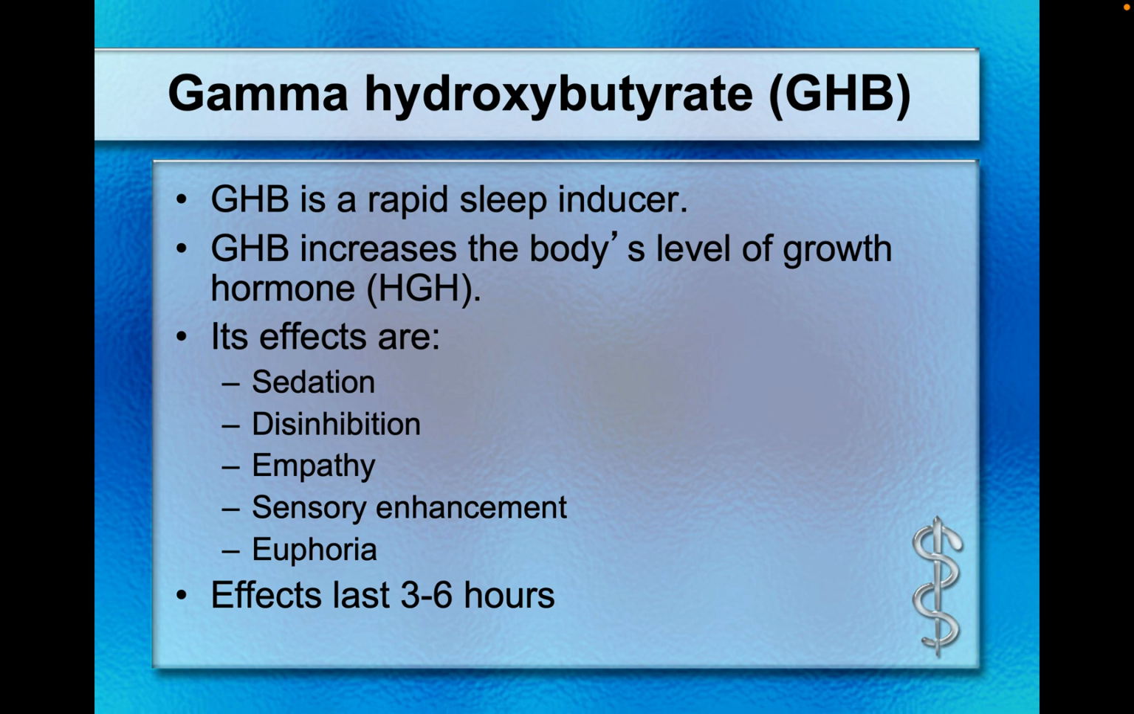So this is one of the reasons why GHB is used as a date rape drug, because while this individual is on GHB, they're not very awake. They're disinhibited. They become very empathetic toward whoever they're dealing with. There is sensory enhancement, which means that the sexual encounter will be more enhanced, and it causes euphoria. So you can see why GHB can be used as a date rape drug.